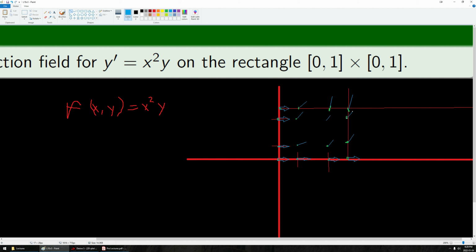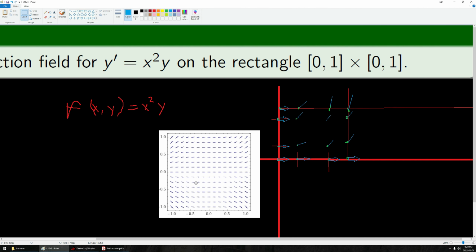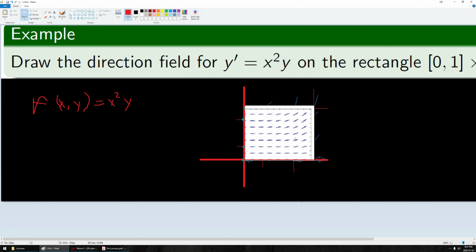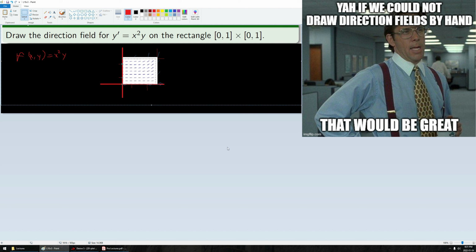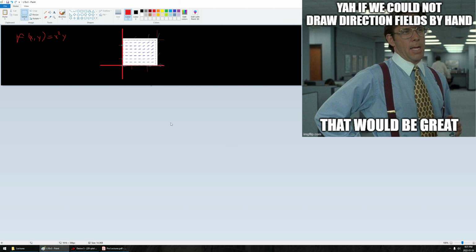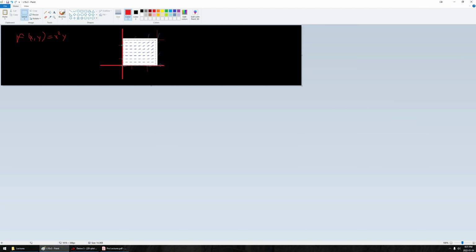So just stealing from Wolfram Alpha, a better version of the quiver plot would be this thing here. A better thing replacing my hand-drawn sketched, quite honestly bad version, but it's kind of hard to draw the slopes, with the more professional version here. So generally speaking, this is something you would only do on a computer. Drawing direction fields by hand is just tedious for the sake of being tedious, so I won't make you actually draw these out by hand. But if you ever had to, that's how to do it.